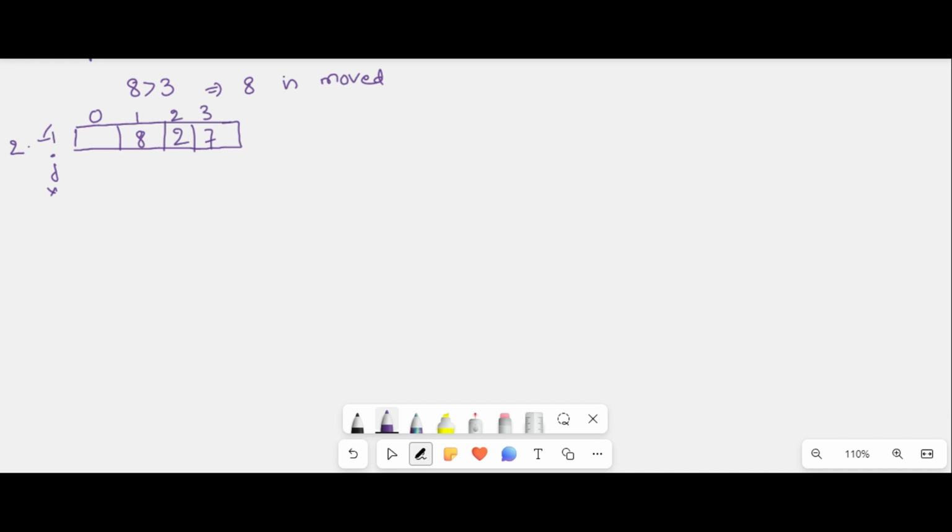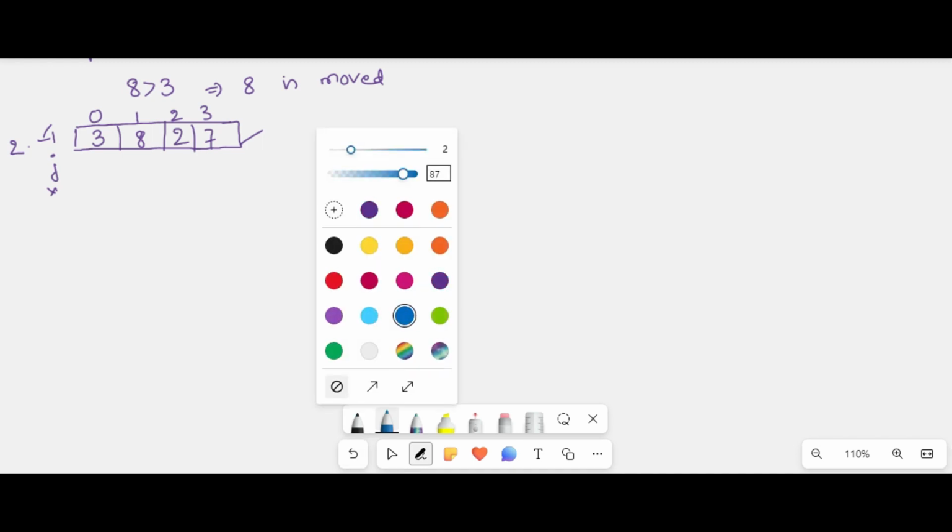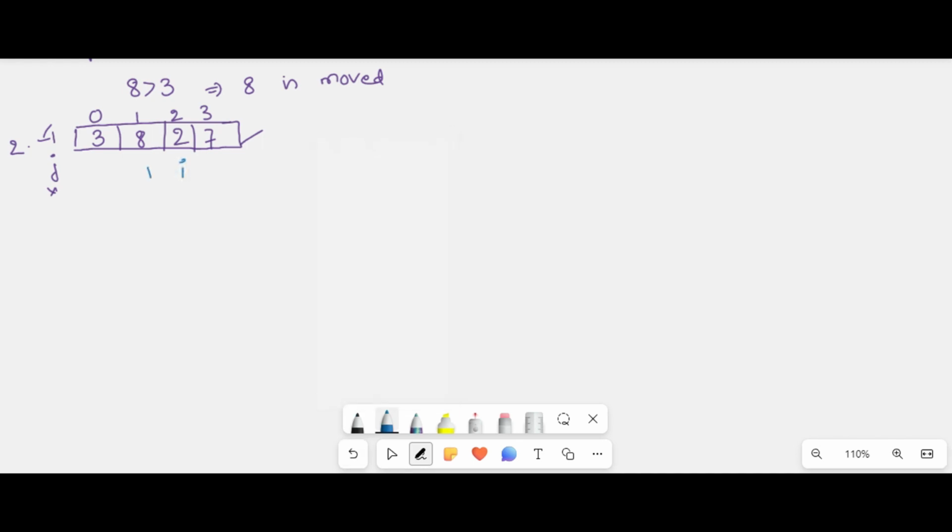So that's why that temp is stored here, which is nothing but 3. Now this is the array. Now what should we do? We will increment I position. Now I is here, j is always I minus 1th position. What is temp here? Temp equal to a of I, which is nothing but 2.